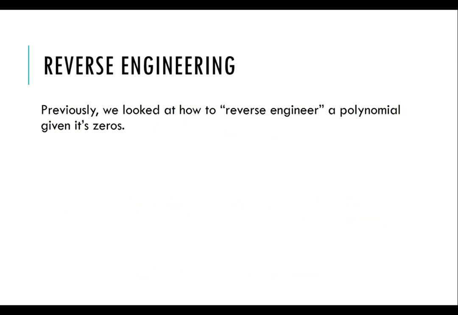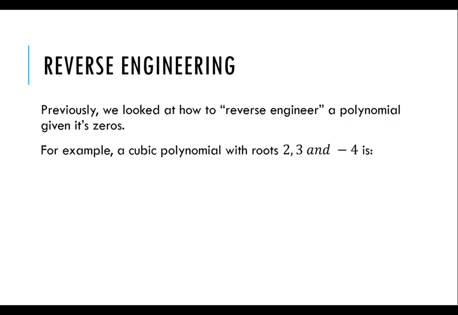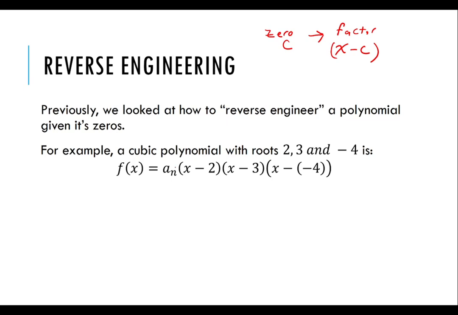And so once again, just to review, if we are reverse engineering a polynomial given zeros, remember that if we know the zeros, specifically the roots are 2, 3, and negative 4, remember that given some zero c, the factor will be of the form x minus c. And so given the zero, we get the factor. And so if we were trying to find a cubic polynomial with roots 2, 3, and negative 4, that is any coefficient multiplied times (x minus 2)(x minus 3)(x minus negative 4).